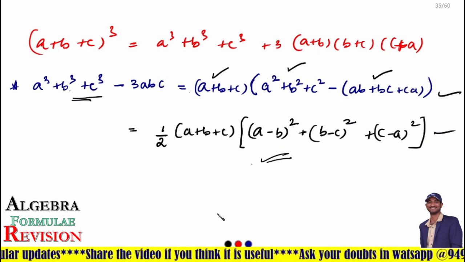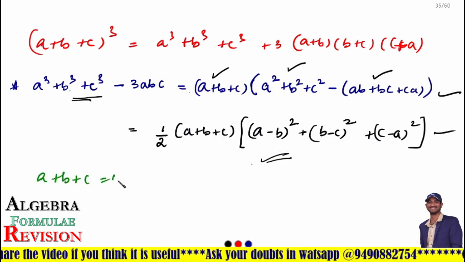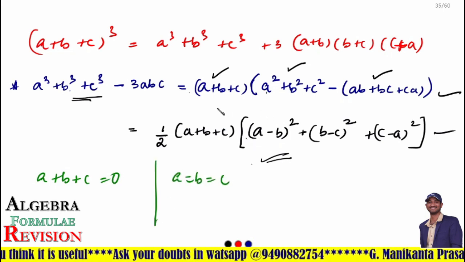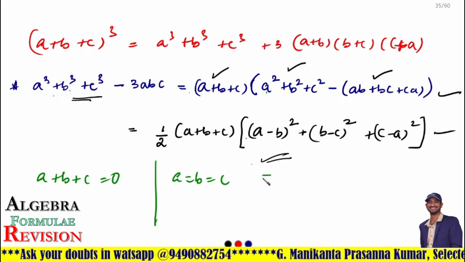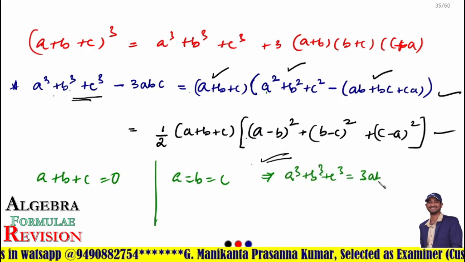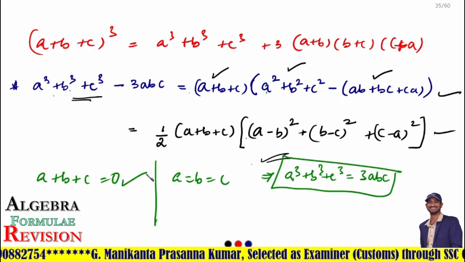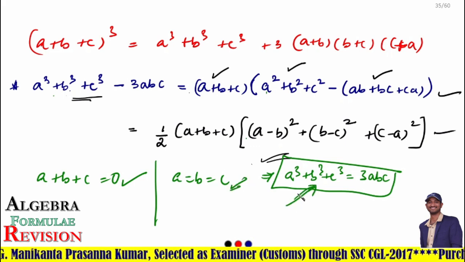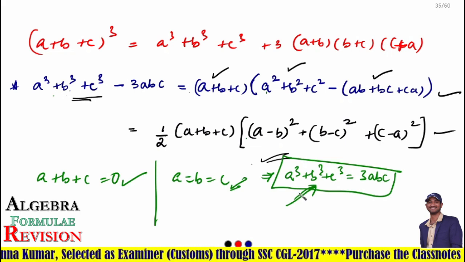Okay. From these two equations, I can tell you one thing. Whenever a + b + c is 0 or a equals b equals c, then both the expressions are equal to 0. If a cube plus b cube plus c cube minus 3abc is 0, then I can write a cube plus b cube plus c cube is always equal to 3abc. This is important. Whenever the sum of the variables is 0 or whenever the variables are equal, then this equation definitely satisfies. Is it clear? Okay.